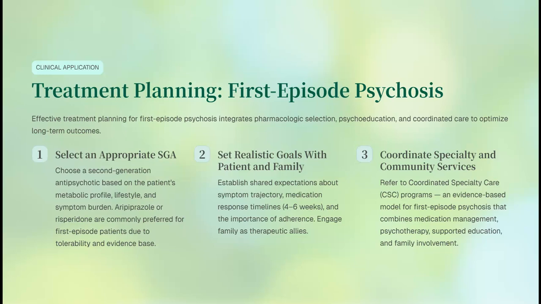Symptom improvement takes about 4 to 6 weeks. Emphasize the critical role of medication adherence. They have to be compliant with this medication. Involve family members as active partners in treatment because they're the key to success. Then refer to any coordinated specialty care programs whenever possible.